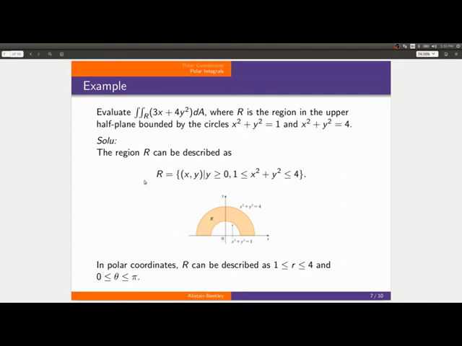Indeed, in Cartesian coordinates, we can describe this region as being the set of points in which y is greater than or equal to 0, because we're in the upper half plane, and x squared plus y squared is bounded below by 1 and above by 4. We can re-represent this region in polar coordinates by noticing that r can vary between 1 and 2, and I apologize, that 4 is a typo, and that the angle can go between 0 and pi, because that's the upper half of the plane.